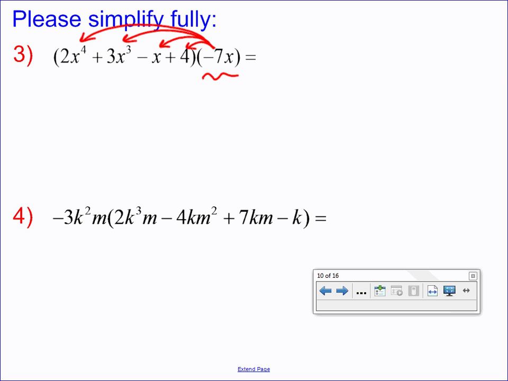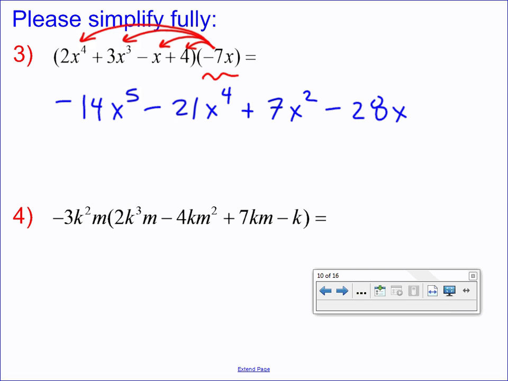We'll multiply that through in order. So here we go. First term, -7x times 2x to the 4th would be -14x to the 5th. And then -7x times positive 3x cubed is -21x to the 4th. And then -7x times -x is plus 7x squared. And lastly, -7x times 4 is -28x. Take a look and make sure that we can't combine any like terms. Are we in standard form?